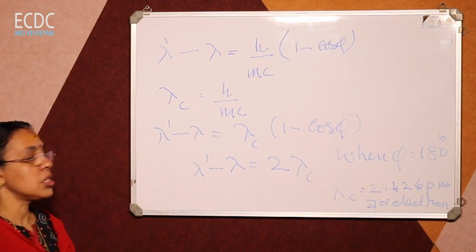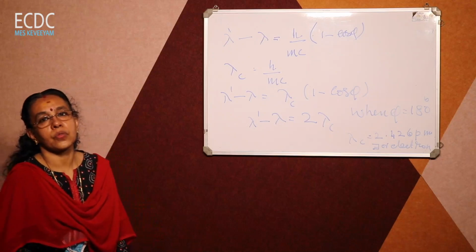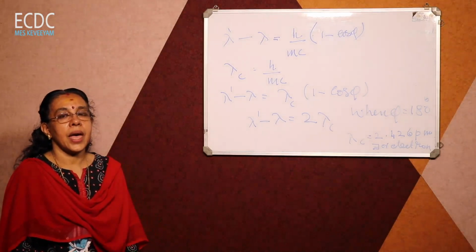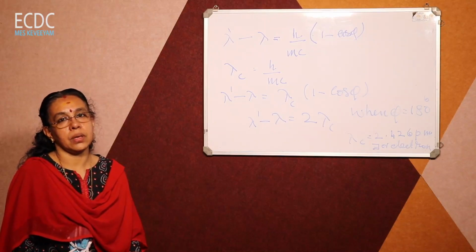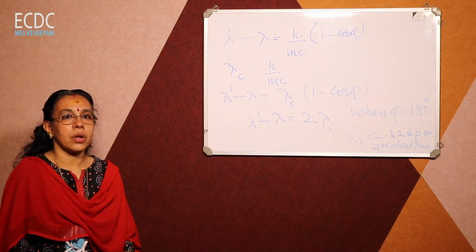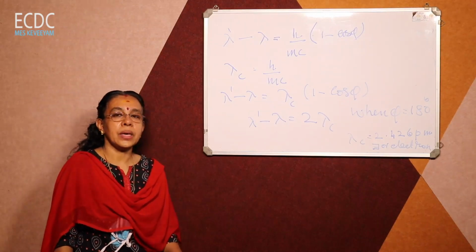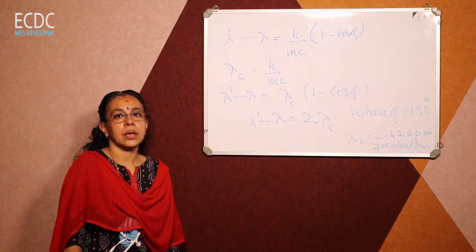So this Compton effect gives strong support for the particle nature of light as well as Max Planck's theory. The interaction between the photon and the electron, or the scattering of a photon by an electron, is known as the Compton effect.